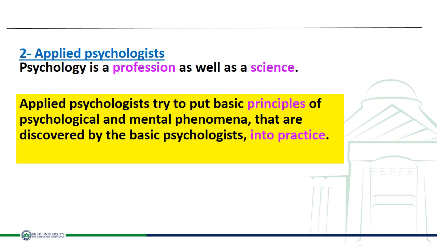Now, what is the definition of applied psychologist? After discovering the basic laws and principles of psychological phenomena, the applied psychologists try to apply these basic laws and principles. They try to put them into practice. So the definition of applied psychologists is as follows. They try to put basic principles of psychological and mental phenomena that are discovered by the basic psychologist into practice. Look, put into practice means apply the psychological laws and the principles of psychological phenomena.